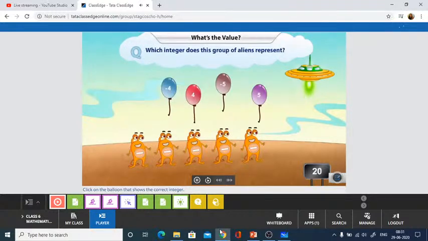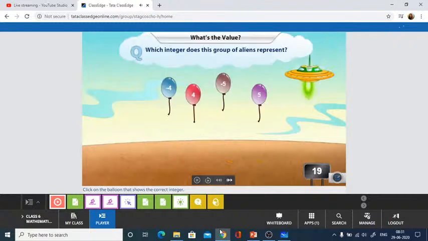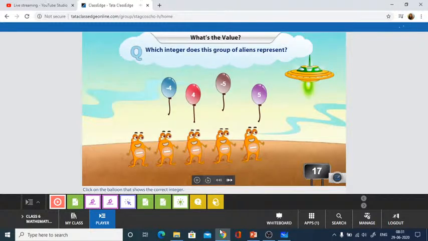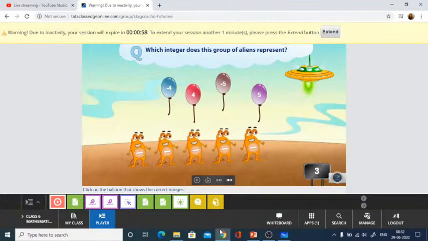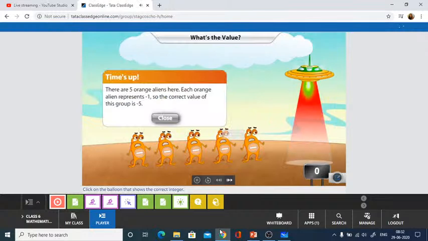Click on the balloon that shows the correct integer. That's not the correct value. There are 5 orange aliens here. Each orange alien represents -1. So the correct value of this group is -5.